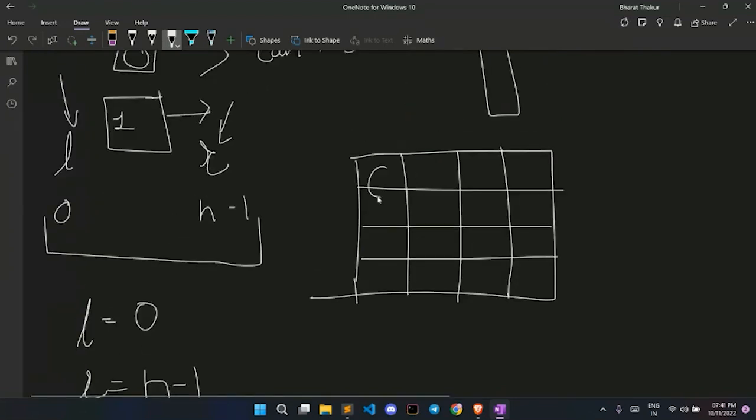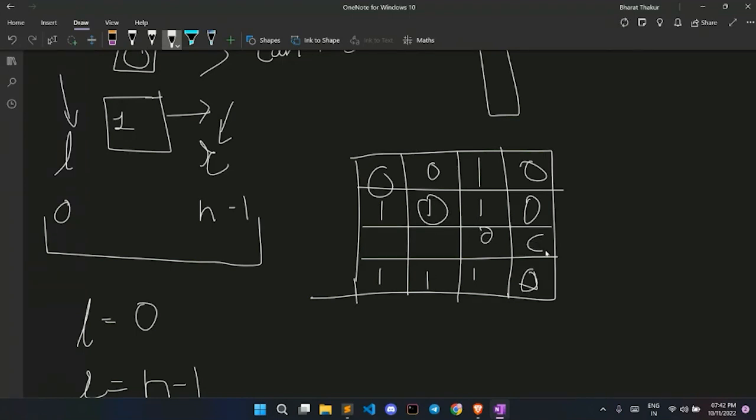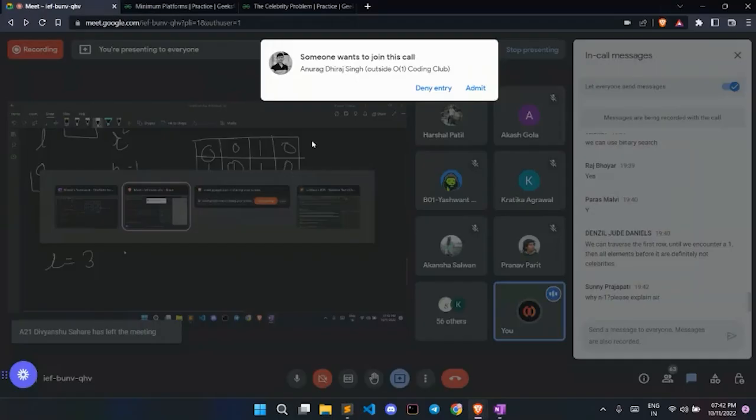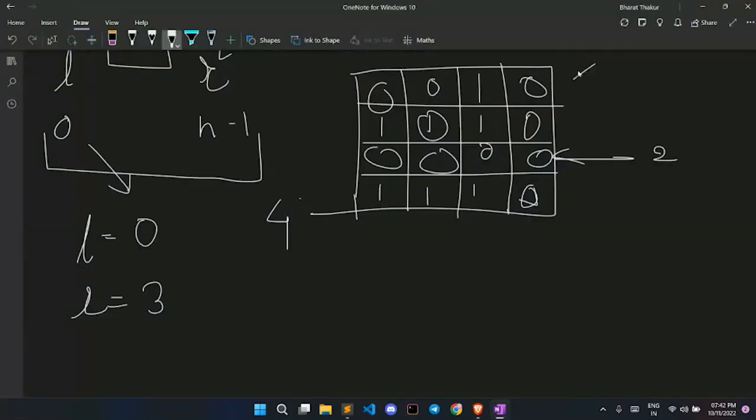So now we have values something like 1, 0, 0, 1, 1, 1, and then 1, 1, 1, 1. Here you can see this person is the celebrity, so we should get 2. So how will we start? We will check the position at L comma R, so 0 comma n minus 1. Here our n is 4, so R will become 3. So 0 comma 3, and this value is 0.